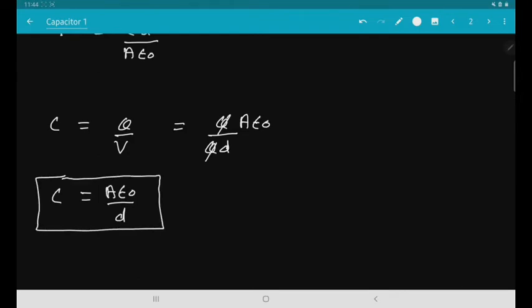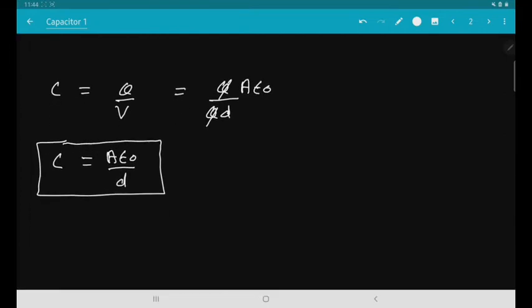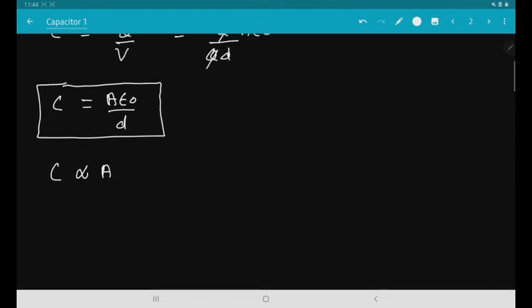As I told you, the capacitance depends on the geometrical properties. That is, it is directly proportional to the area. The more the area, the more charge will be stored, and it is inversely proportional to the distance between the plates. The more the distance, the less charge will be stored.